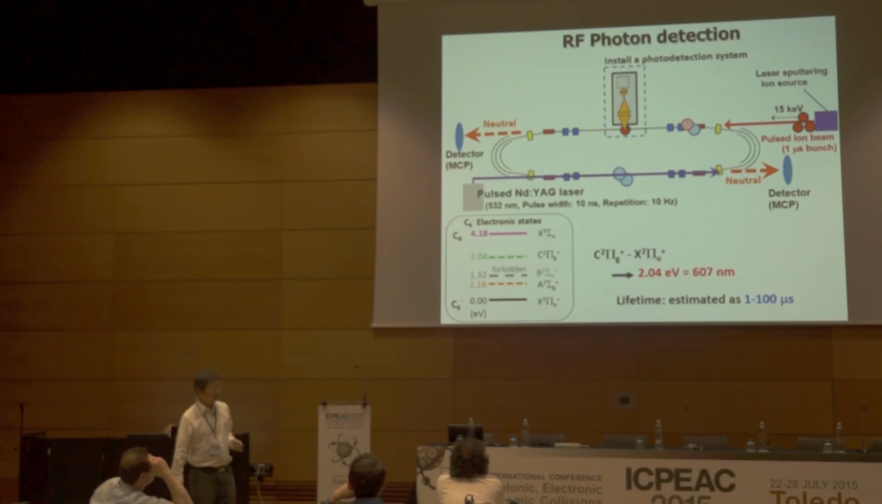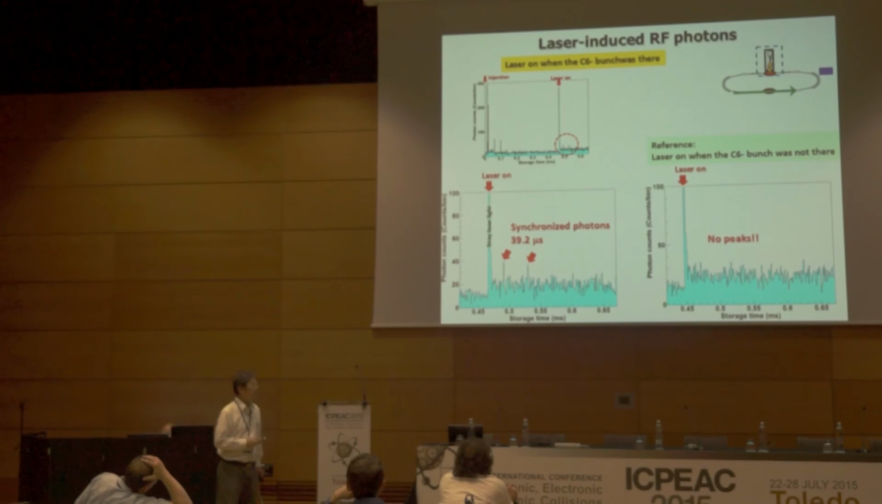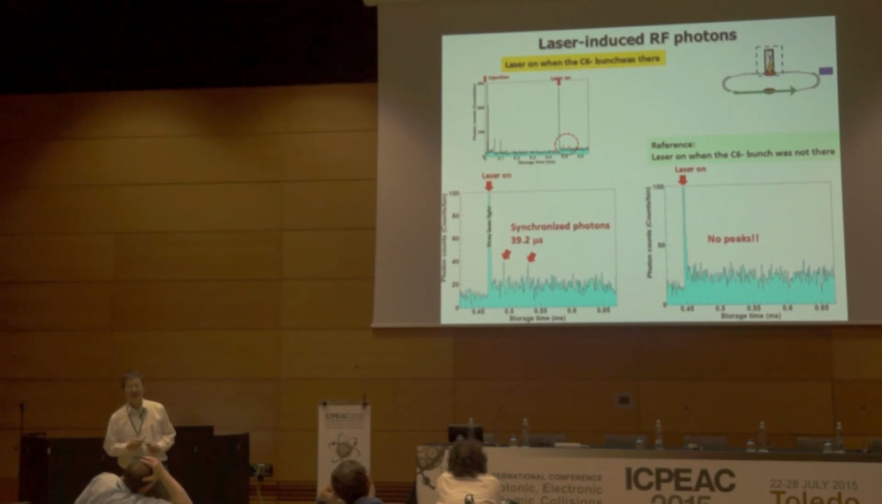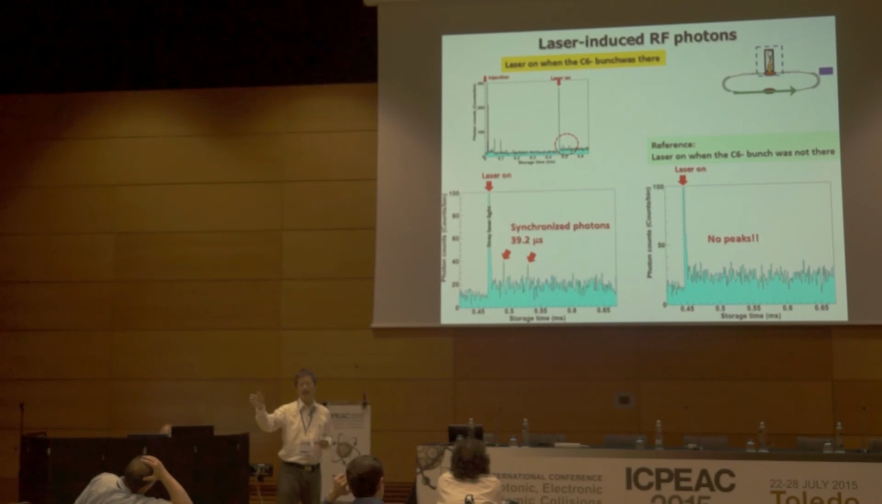So I'd like to show the result here. You can see two peaks. It's not very strong. It's just 30 counts after 30 hours of accumulation, so the count rate is just 1 count per hour. And this huge signal is the scattered light. But it's quite clear there are two peaks, and the timing completely agrees with the circulation of C6 minus.